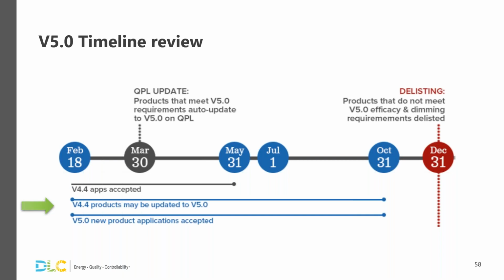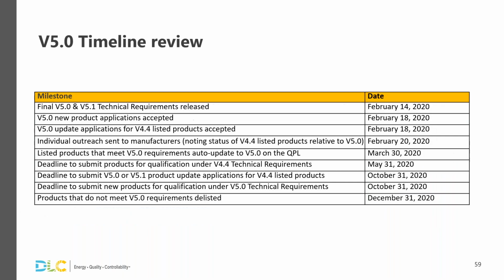Those version 5.0 applications must be received by October 31st. And there's more information in the guidance document on when those submitted applications must be fully reviewed in order to be prepared for the QPL updates that are coming up on December 31st. Next slide. Go ahead and advance, Axel.